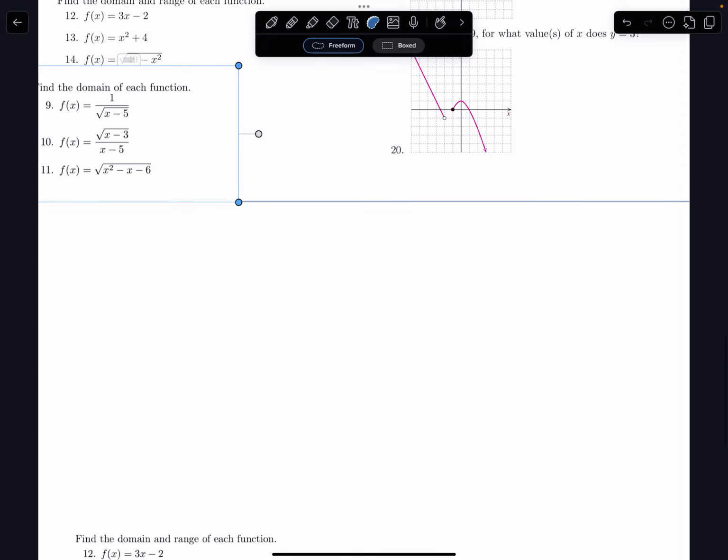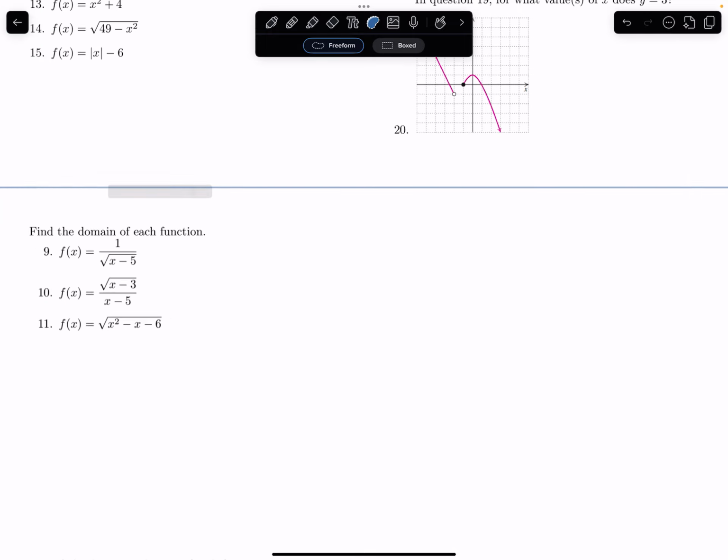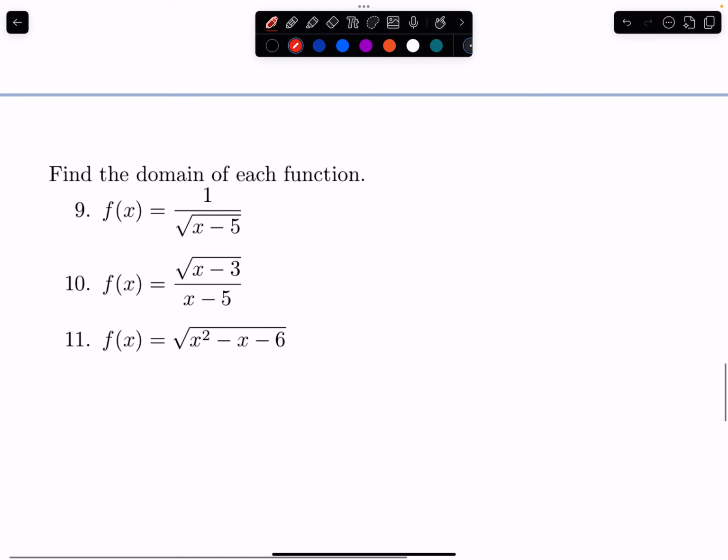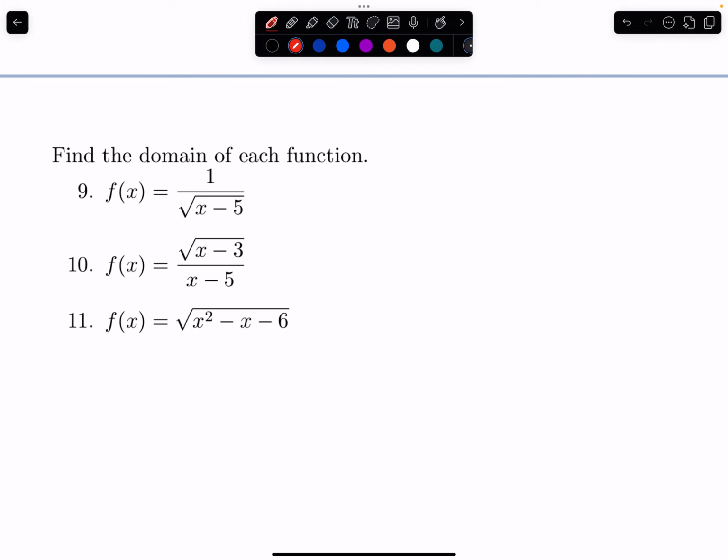Okay, so for the first few questions, 9, 10, 11, we're only doing domain. Domain is the easier one to figure out anyway. Range is a little harder, so right now, as we stand in this class, we're a little more limited in which types of functions we're going to check the range for. But for these, we're going to check the domain. So domain, remember. Okay, starting out, let's look at 9.